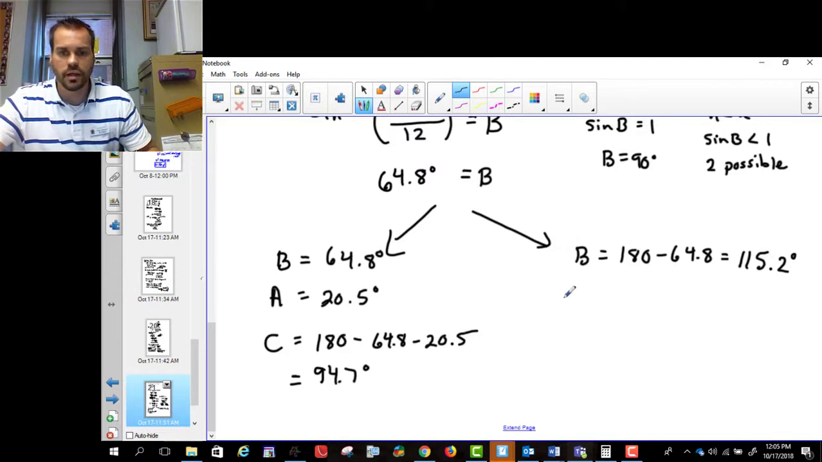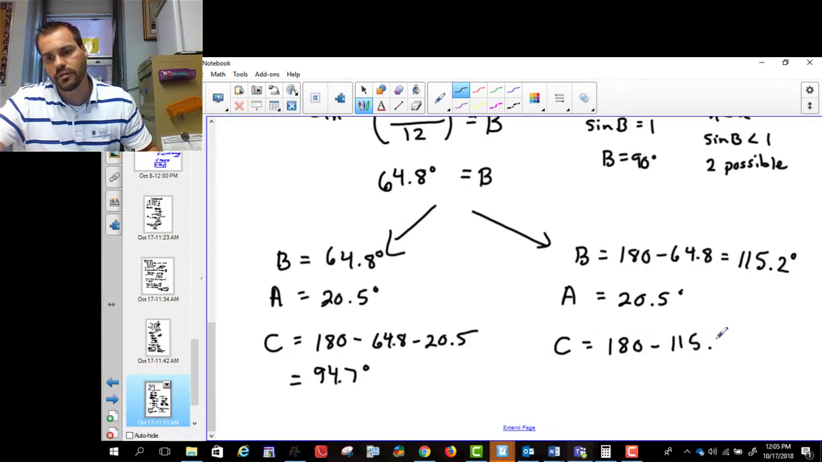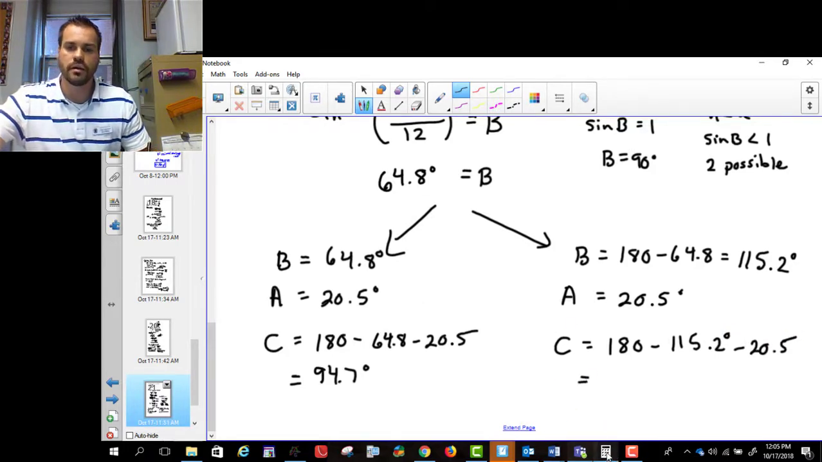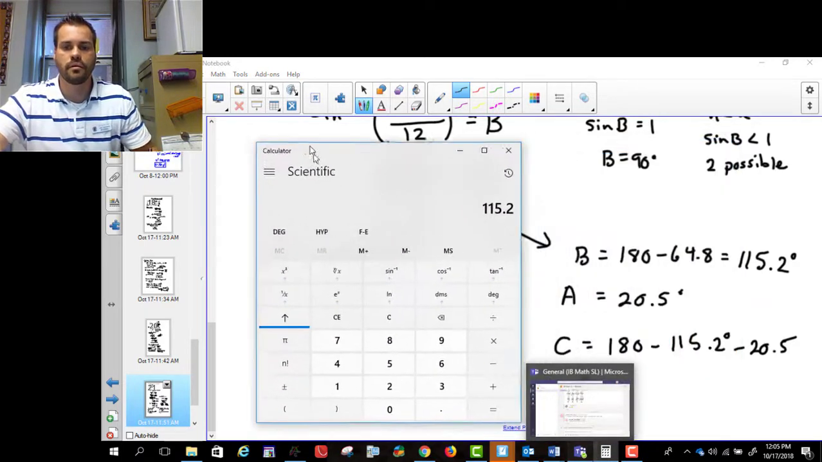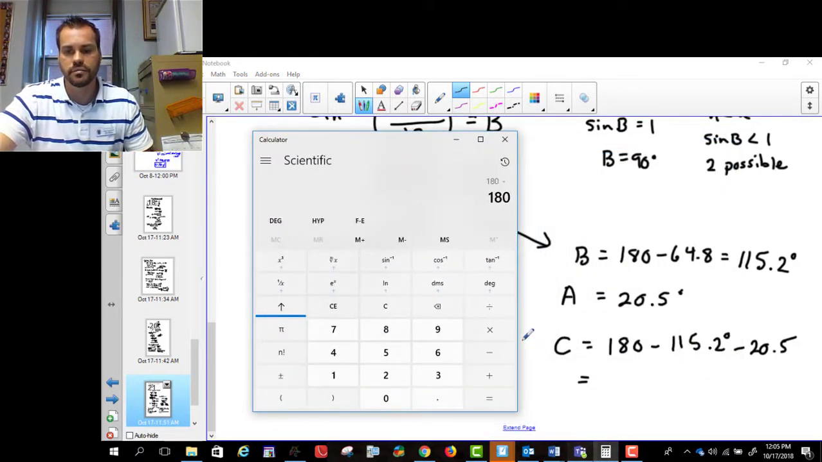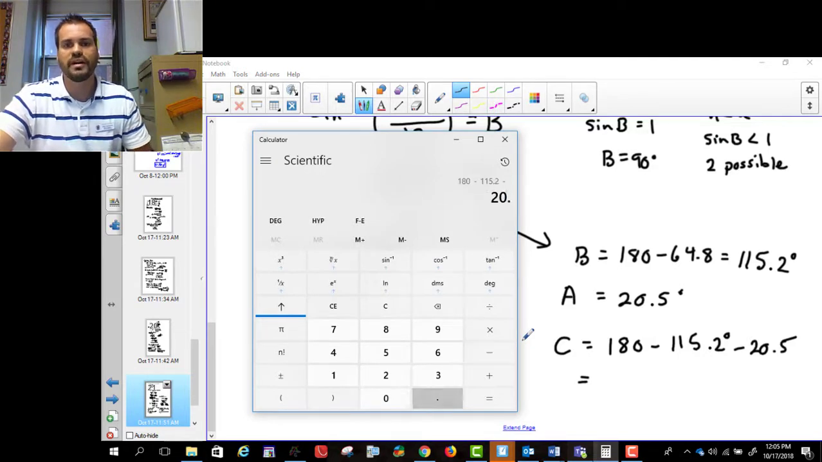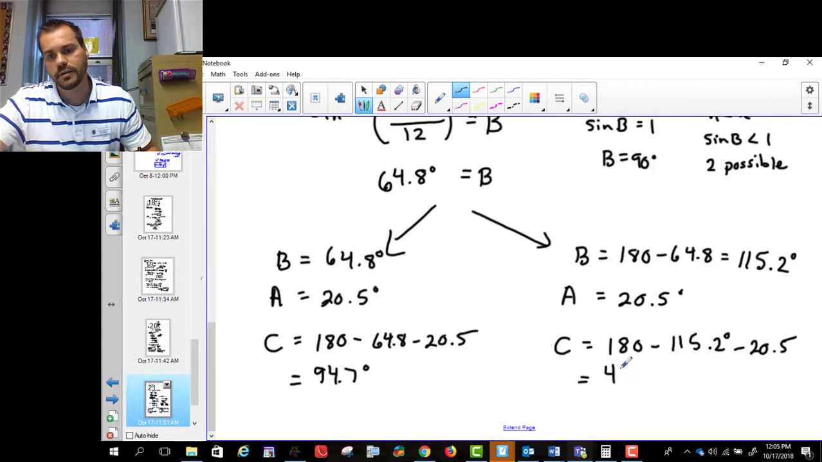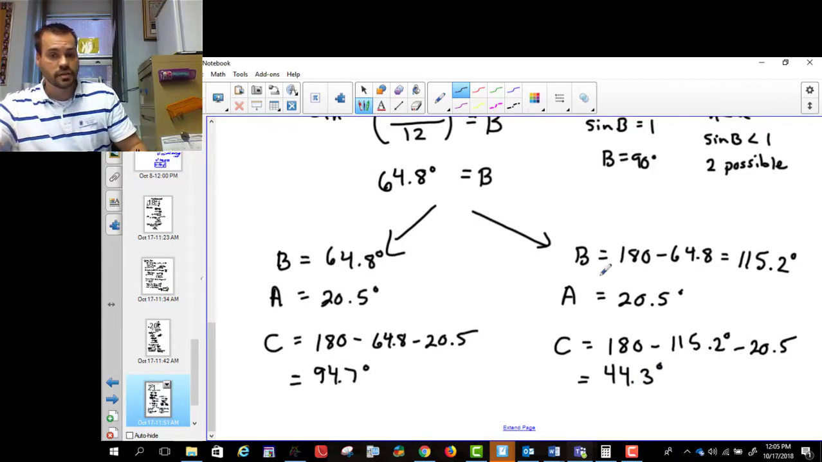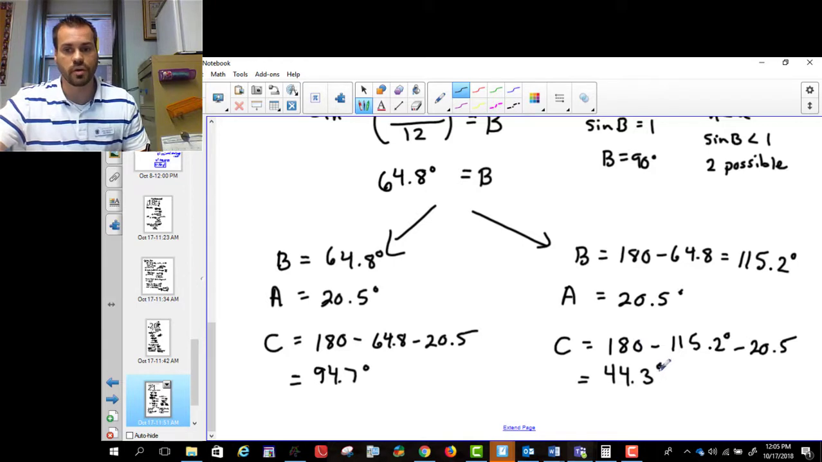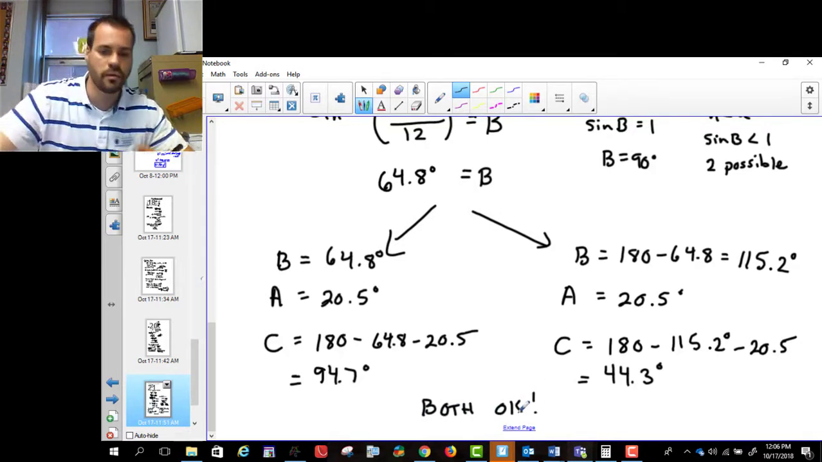All right, that means that angle A at 20.5 is still there, and angle C is going to become 180 minus 115.2 and 20.5. If I go 180 minus 115.2 minus 20.5, I get 44.3. And in this case, this is also a viable possibility because the three angles work. I didn't get a negative angle here, so they're both possible. So we say both are okay, and then we can go from there.